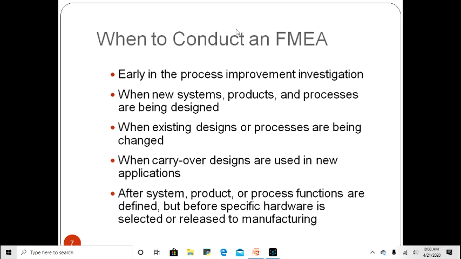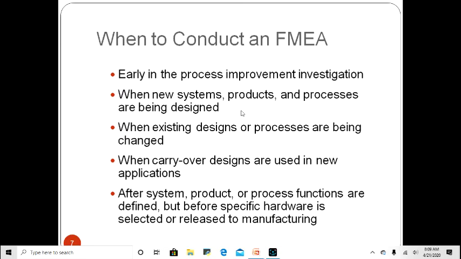And when to conduct this risk analysis should be done early in the process, not after the process is starting, before the process starts. If any new system or products or process are being designed, also you can apply FMEA. When existing designs are being changed, that is some process or some formula or some instruments or equipments are changed, then also you can apply FMEA.